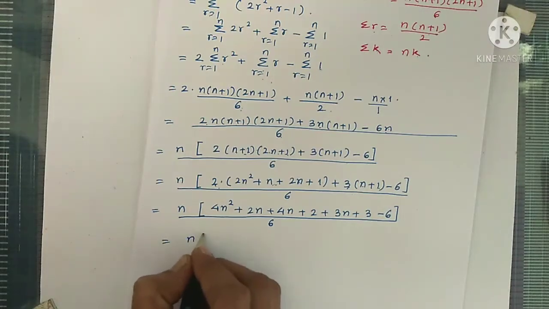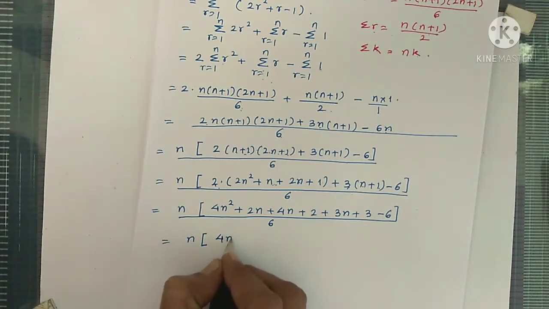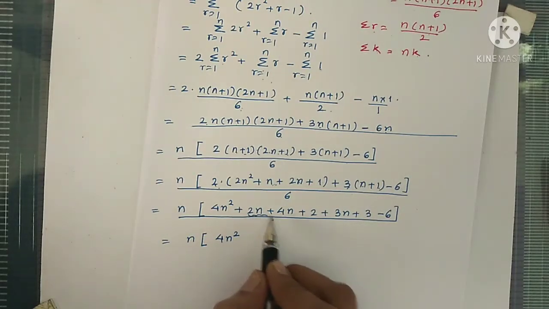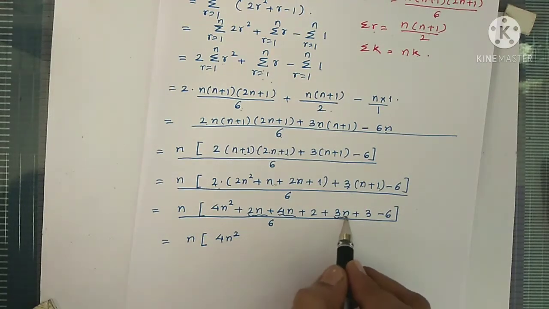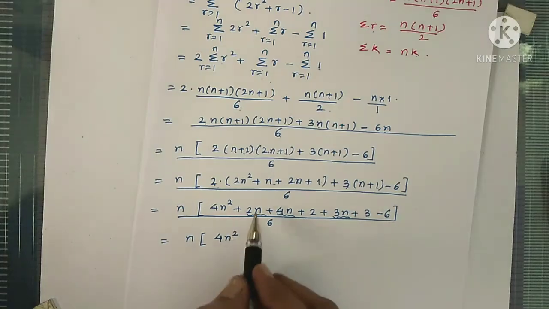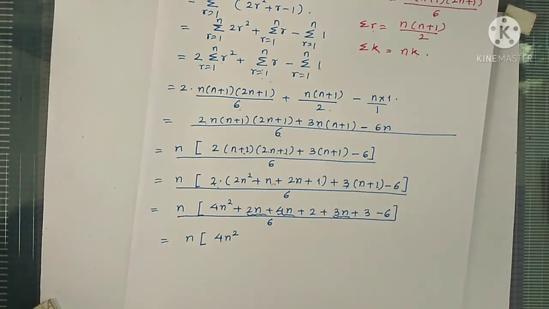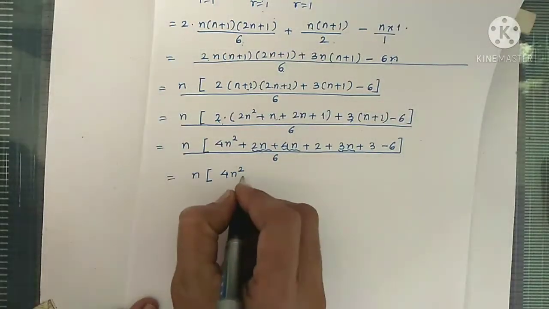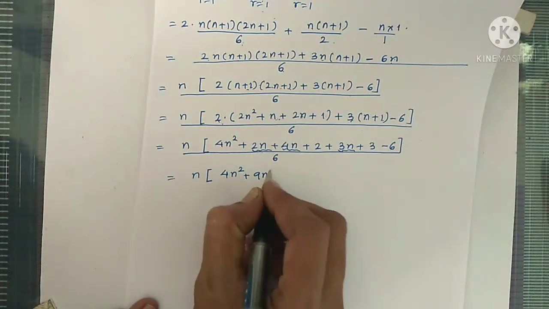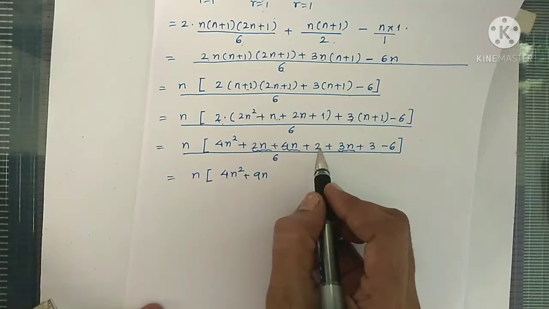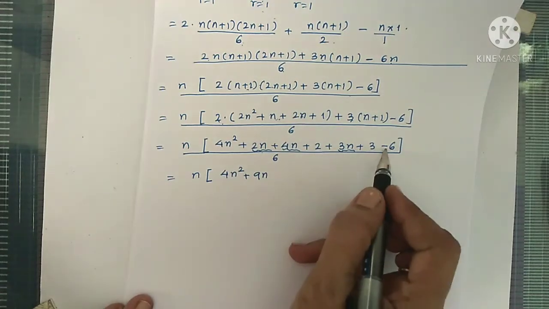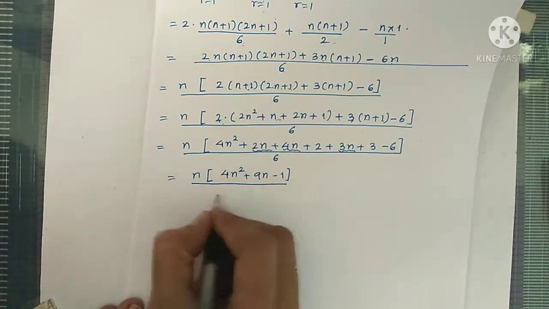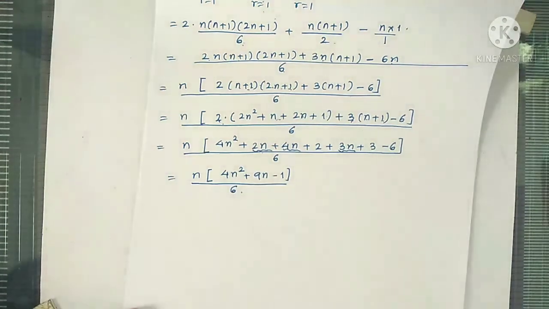Now this is n into (4n square. Now let's collect terms in n. Here we have 2n, 4n and here it is 3n. So 2n plus 4n is 6n and 6n plus 3n is 9n. So 4n square plus 9n, and the constant is 2 plus 3, 5, minus 6 is minus 1, divided by 6. So this is the required sum.